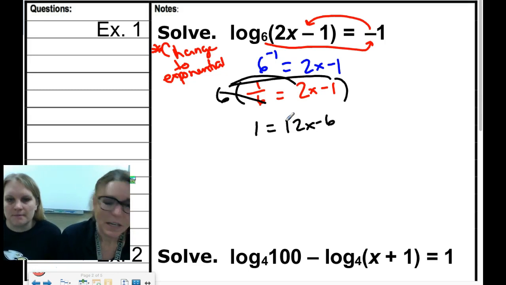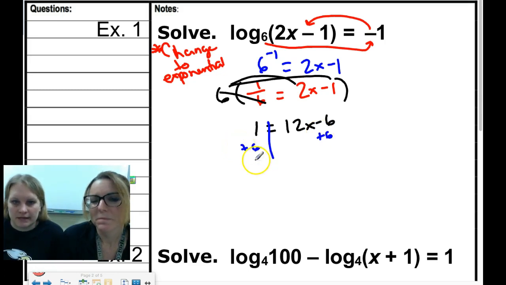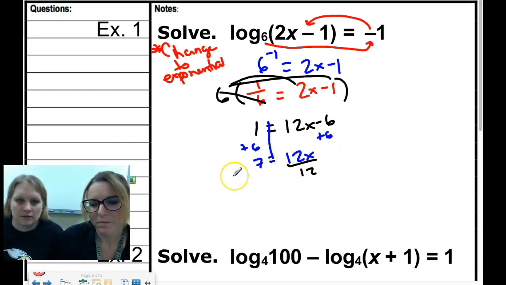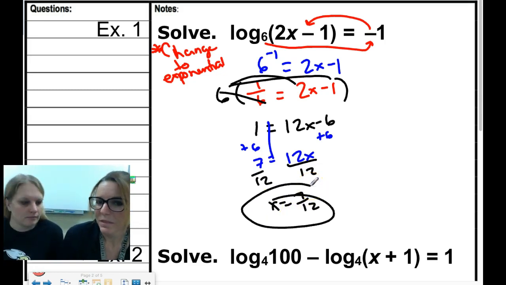Well, now this is just an easy algebraic equation. Add 6. So we get 7 equals 12x. Divide by 12. And we get x equals 7 over 12. And we're done. That's pretty straightforward.